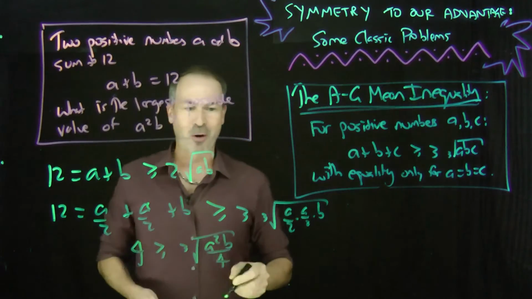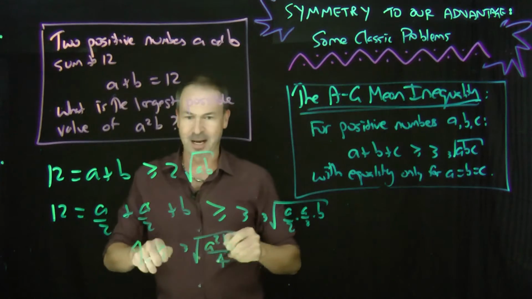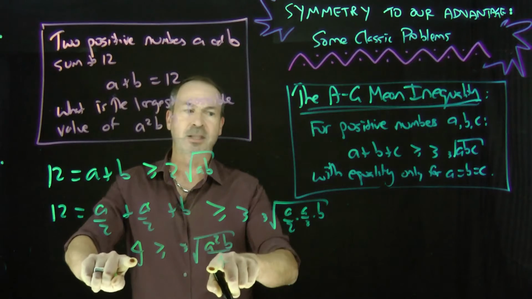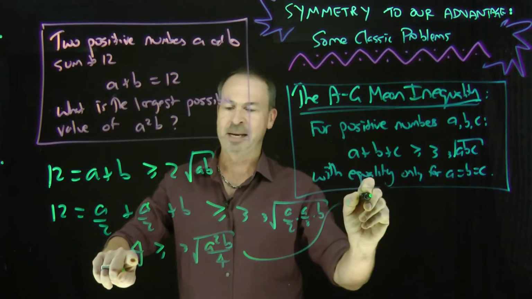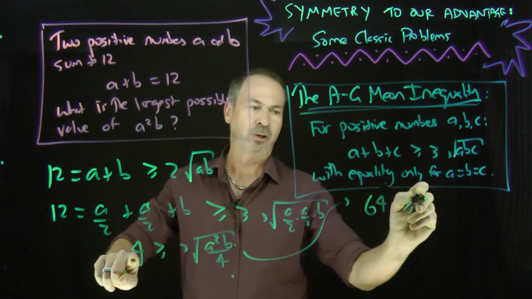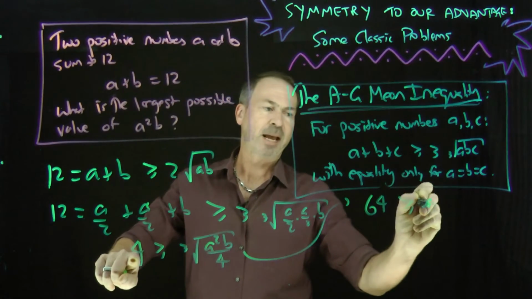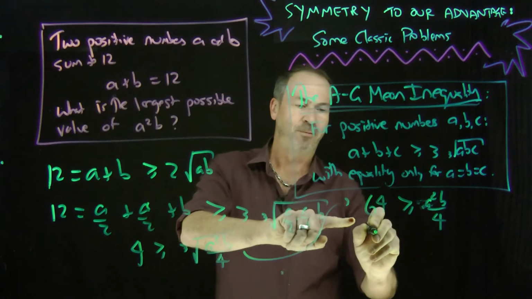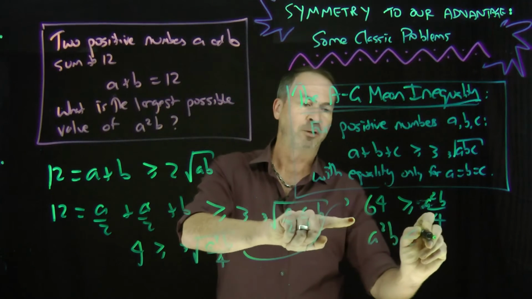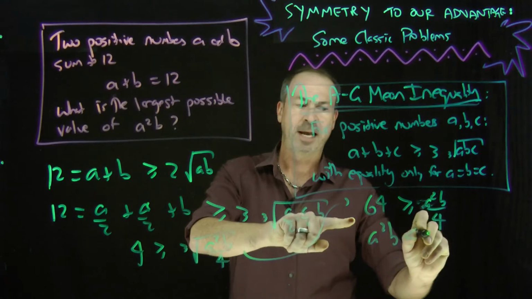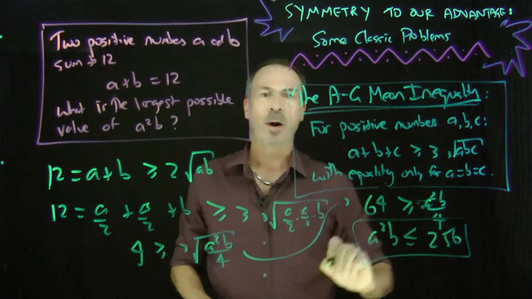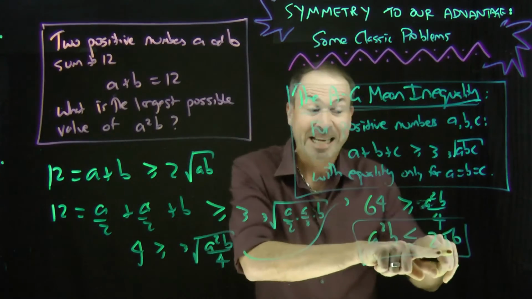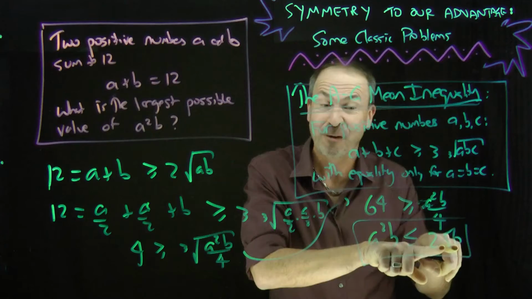Let me cube both sides. So 4 cubed is 64. Bad board technique, sorry. 64 is greater than or equal to A squared B over 4, in which case A squared B is always less than or equal to 4 times 64, which is 256. That is always true. Can we actually get this product to be all the way up to 256?